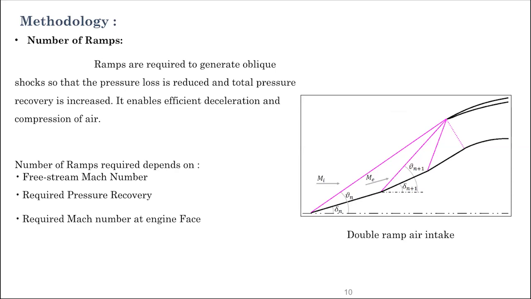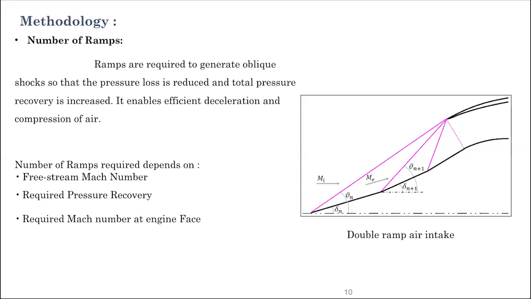What ramps do is create oblique shocks. Before the oblique shock the flow is supersonic, and after the oblique shock the flow is still supersonic, but the pressure increases and the velocity decreases. So the more ramps we have, the more efficiently we can compress the airflow. But again, it has some disadvantages. As we increase the number of ramps, the weight increases, and we have a strict constraint on our weight, so we cannot go too far.